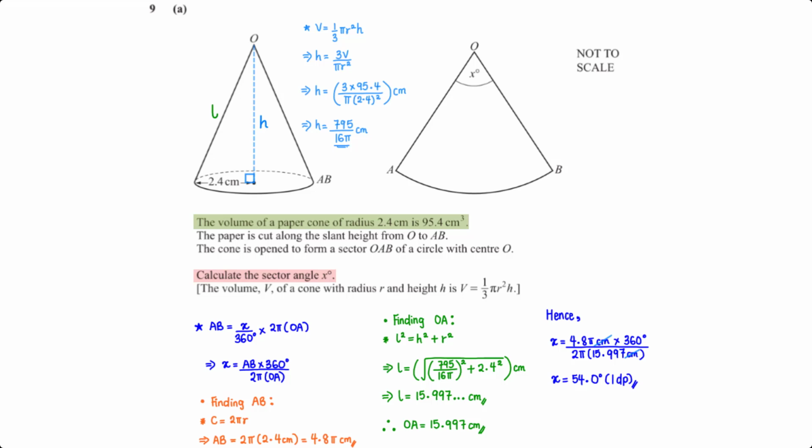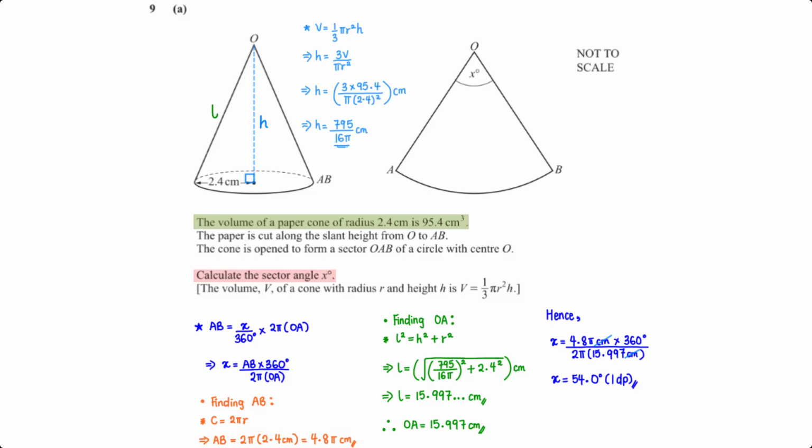When the cone is cut, the circular base of the cone becomes the arc length AB of the sector. To get the circumference of the base of the cone, which is the same as AB, we apply the formula C equals 2 pi r, where r is 2.4 centimeters. This gives us 4.8 pi centimeters.